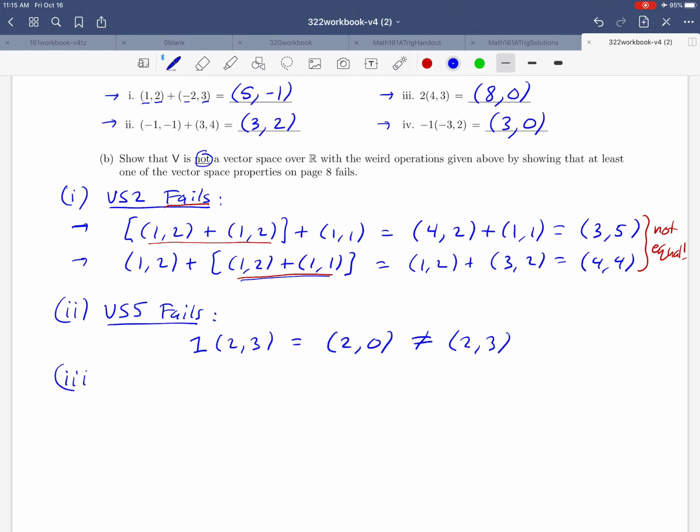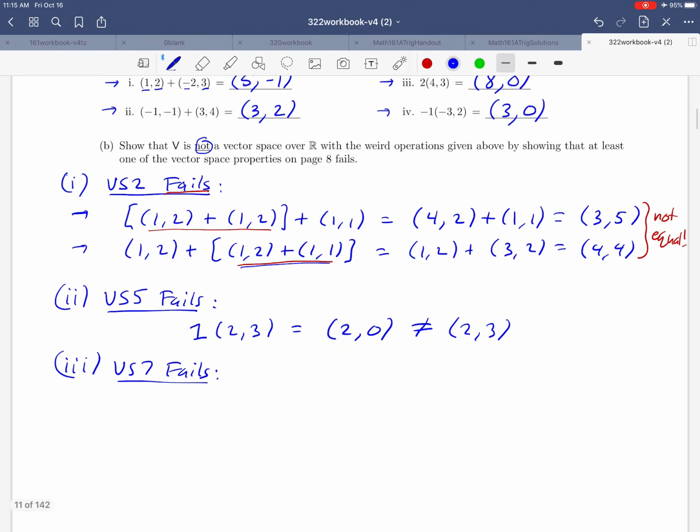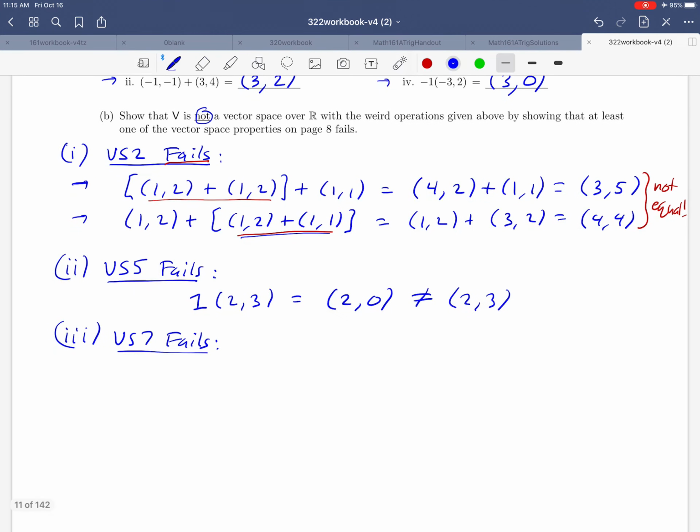Okay, and then let me give you one more example of a property that fails. I claim that VS7 also fails. Just to give you an example of that, suppose that we take 1 times (1, 2) plus (1, 2), and compare that to 1 times (1, 2) plus 1 times (1, 2). If VS7 were true, we should get the same thing out of both of those calculations. Let's do them separately and confirm that we don't.